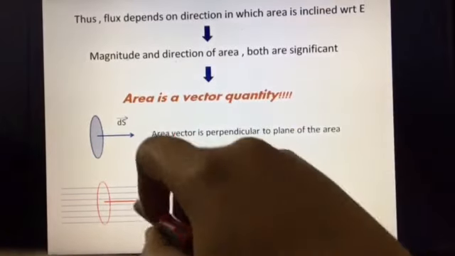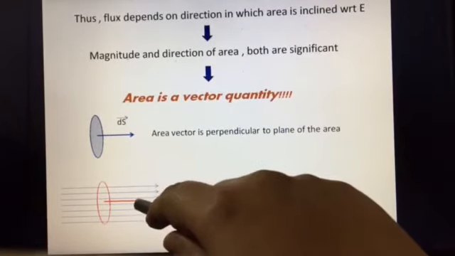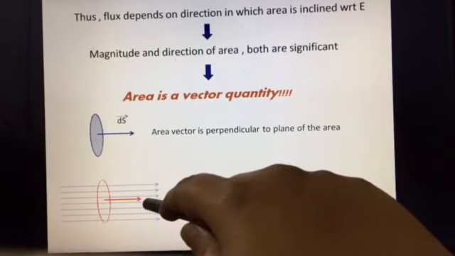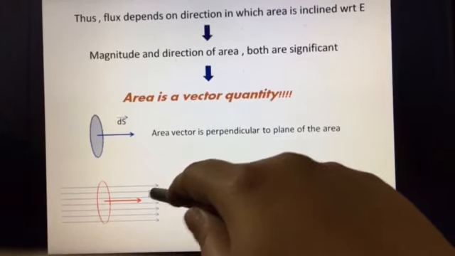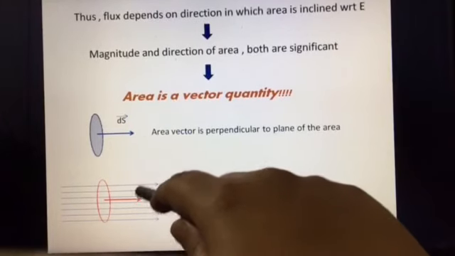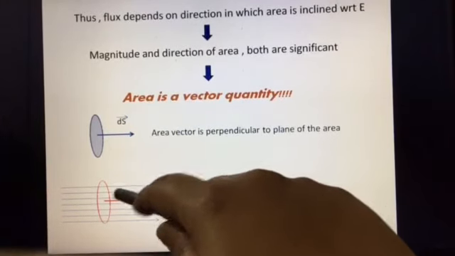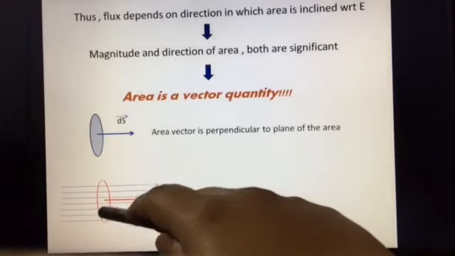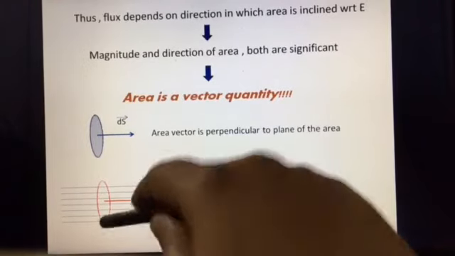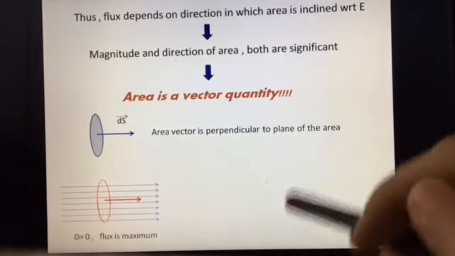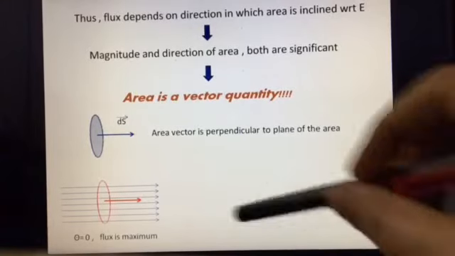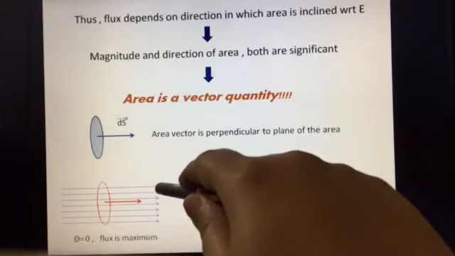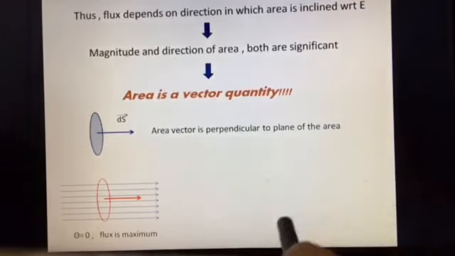Now see this. This is the electric field. This is the area vector. This red line is the area vector. What is the angle between E and the area vector? The angle is 0 because they are parallel to each other. And what can you say about the flux? The flux is maximum. Maximum possible lines are passing through this area. So when theta is equal to 0, what is theta? The angle between the electric field intensity and the area vector. When that theta is 0, we have the maximum flux.